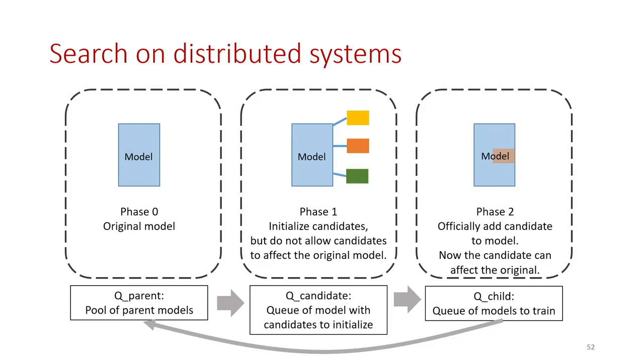And this is just saying what I just said. This whole thing is always happening asynchronously, right? In a distributed manner, you have a pool of parents, and for every parent, we are trying to figure out which candidates we should add to which parent and where, and we train them if we decide we like them, and then they get to come back.